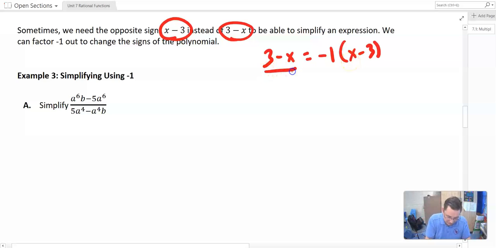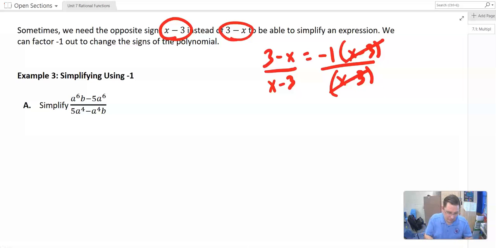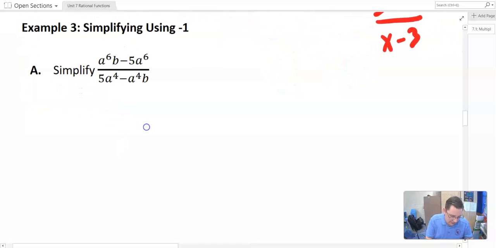Like, for example, if I had 3 minus x over x minus 3, now we see that this and this would cancel in this problem and reduce it down. So let's see how that works in a little bit more complex problem. We've got a to the 6th b minus 5a to the 6th over 5a to the 4th minus a to the 4th b. And so again, we see here we've got an a to a power b and then a 5a to a certain power. But on the bottom, in the denominator, it's reversed.